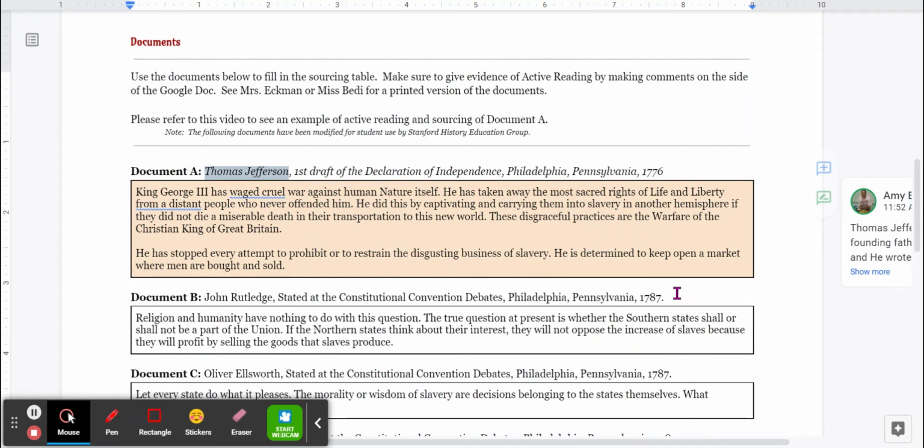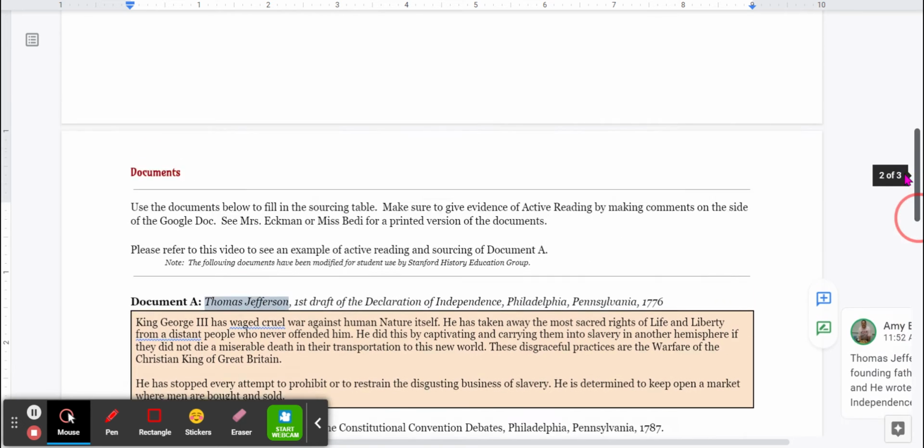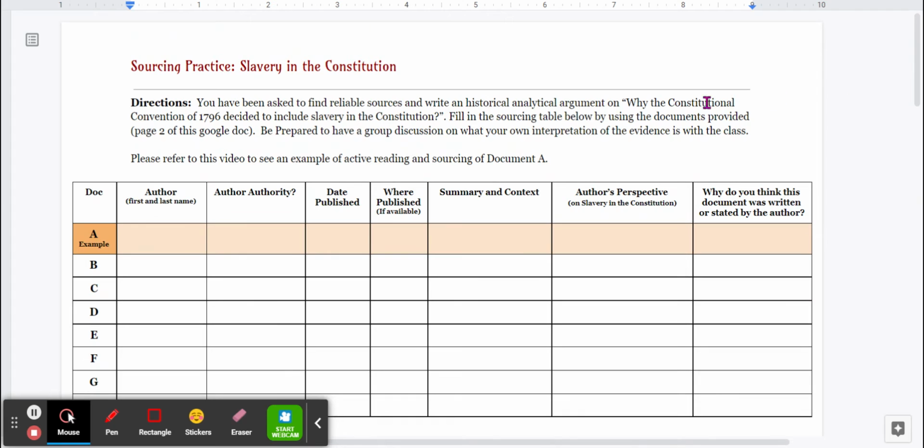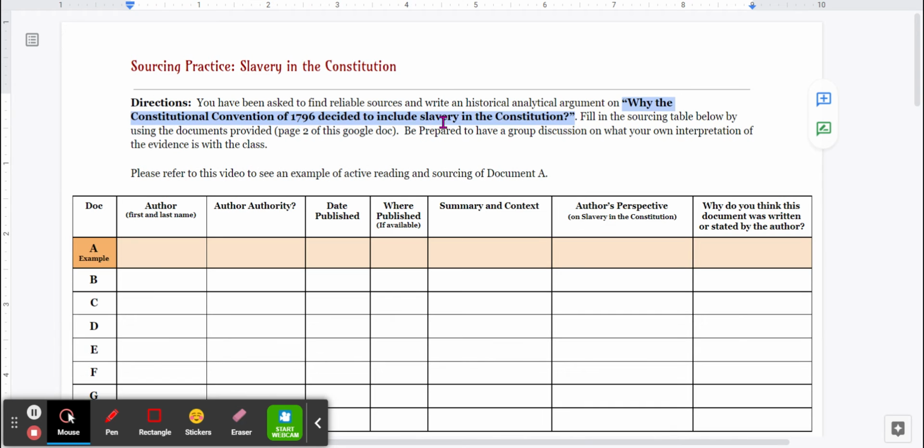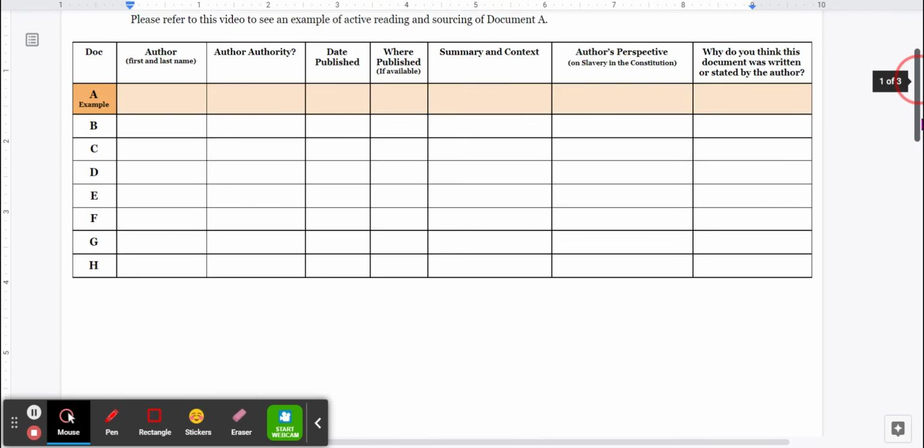And I'm going to comment here. Now I'm going to look at my active reading. What am I reading here? Well, the first thing I want to do is make sure that I understand my motive. Why am I reading this document? If I go back up here, I find that there is a question here that I'm trying to answer. The question is why the Constitutional Convention of 1796 decided to include slavery in the Constitution. Why keep that there? So with that in mind, let's go back to document A.